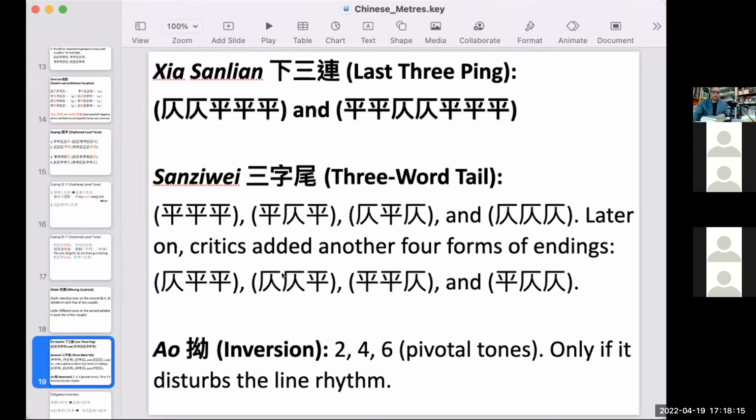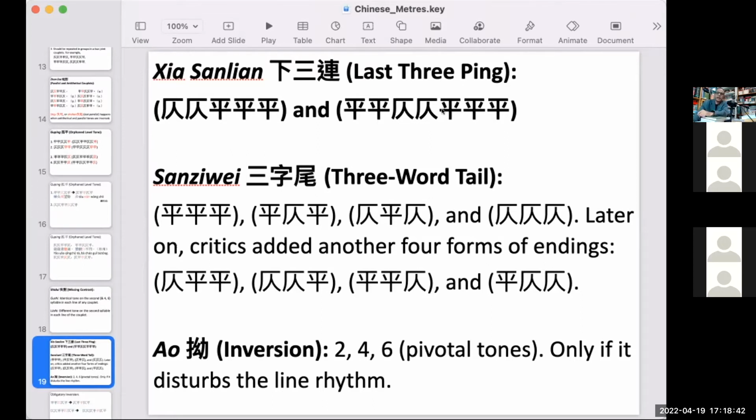There is another rhythmic feature in the regulated verse, the lishi, called xia san liang, meaning the last three ping. Xia san liang, the last three, like this pattern, for example: ping, ping, ping. Ping, ping, ping usually, or sometimes it can be just one word. Not necessarily, but could be.